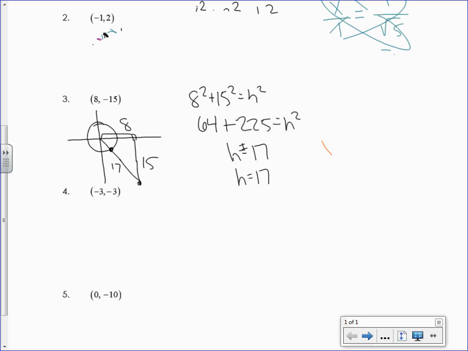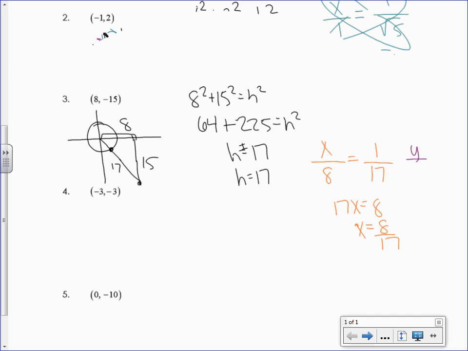Now I can set up my proportions. I'm looking for the x value of my baby triangle. I know the x value of my big triangle is 8. The hypotenuse of my baby triangle is always 1, and I know that the hypotenuse of my big triangle is 17. Cross multiply. So there's my x value. I don't need to worry about making that positive or negative because I'm in quadrant 4 and x's are positive.